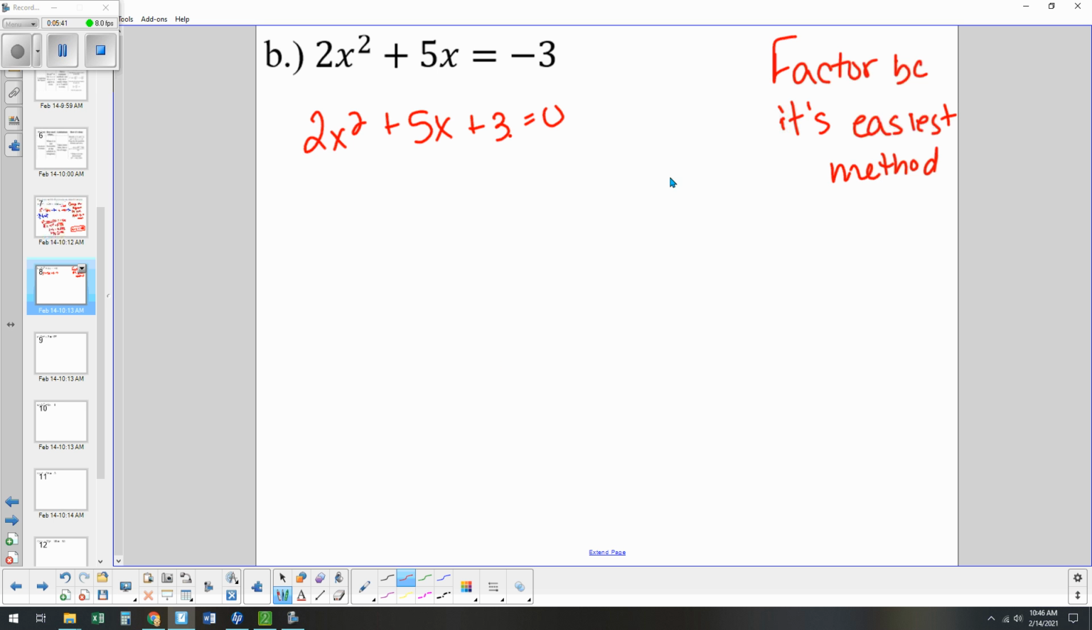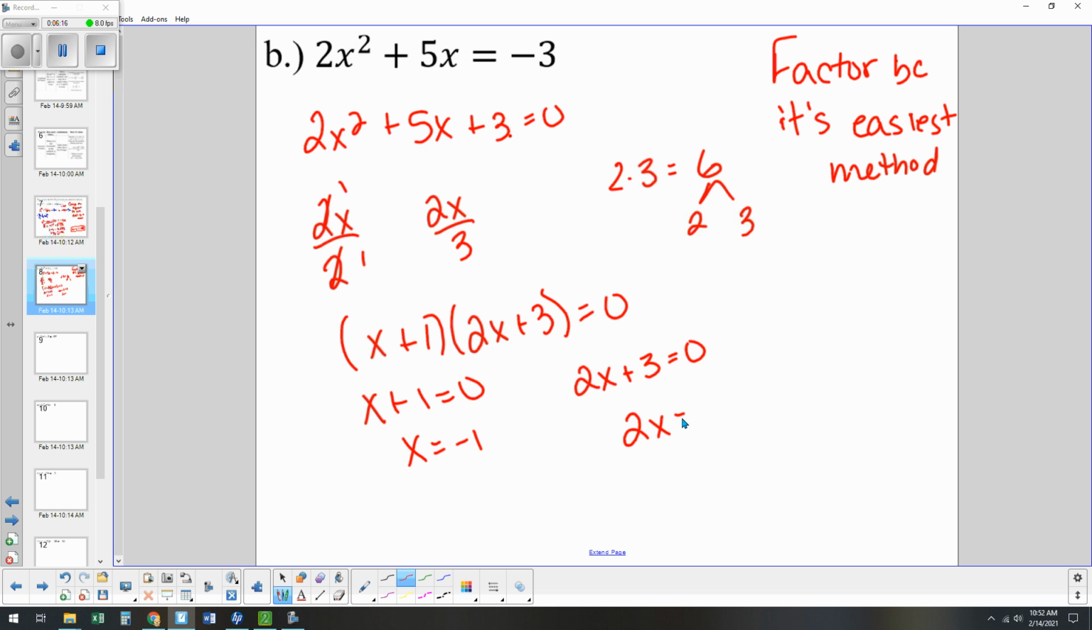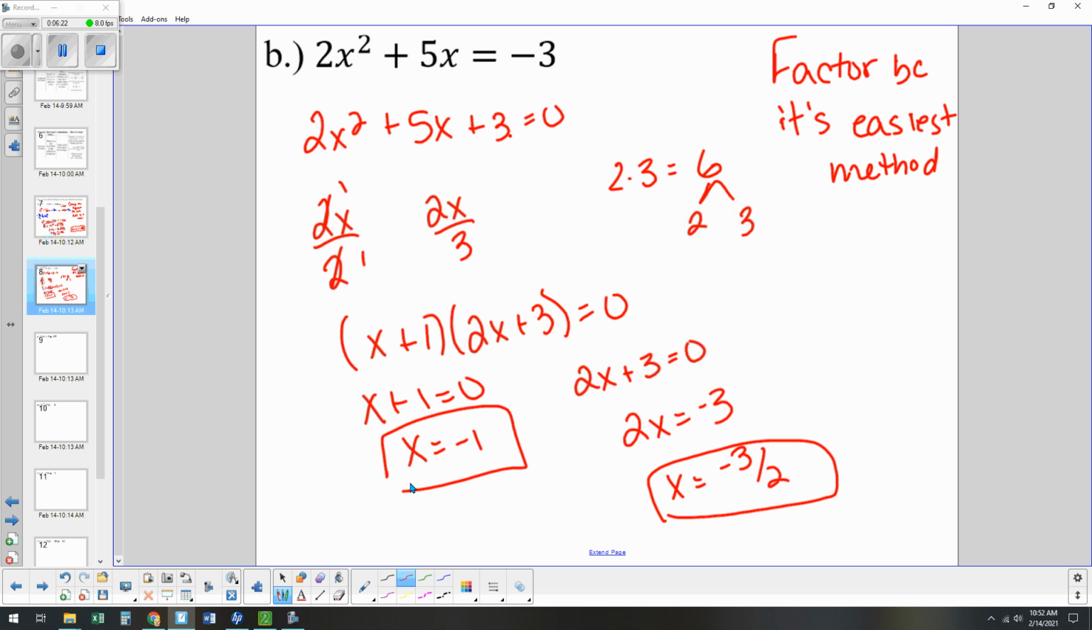So I'm going to take 2 times 3, which is 6. And the things that multiply to 6 and add to 5 are the 2 and the 3. So I'm going to take 2x over 2 and 2x over 3. This one reduces, so that's x plus 1. And then the other one here would be 2x plus 3. And since each equals 0, we solve each one. So we get our two answers that way.